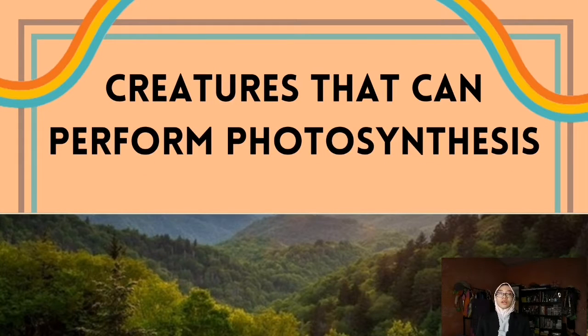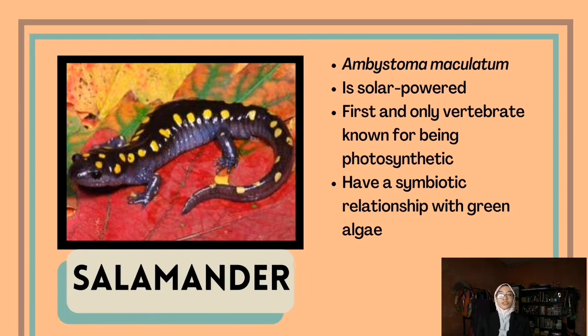Now, there are some creatures that can perform photosynthesis like plants. One of them is the salamander. The spotted salamander is solar powered and the first and only vertebrate to be photosynthetic. This creature has a symbiosis with algae, as the embryo of the salamander has algae in it.